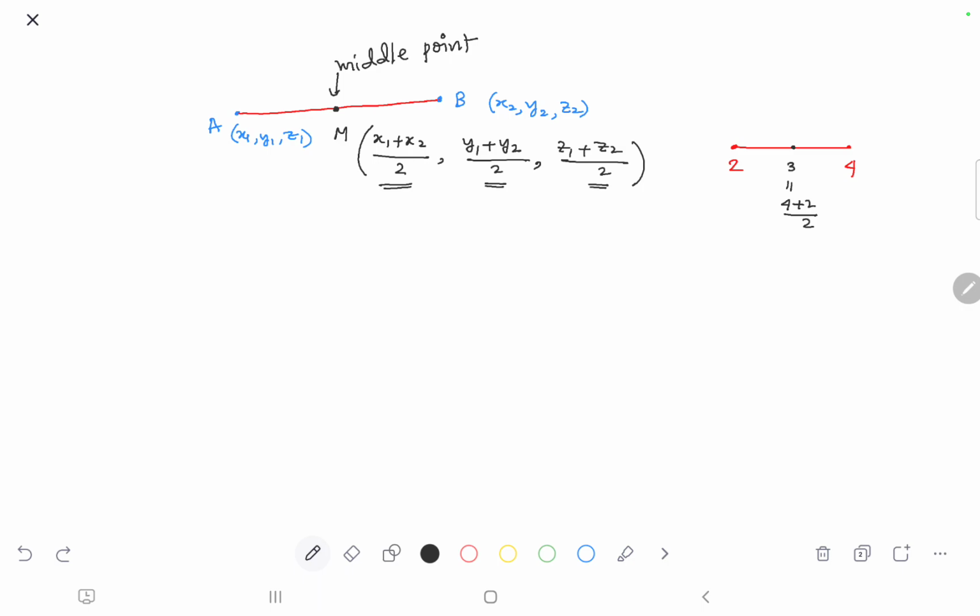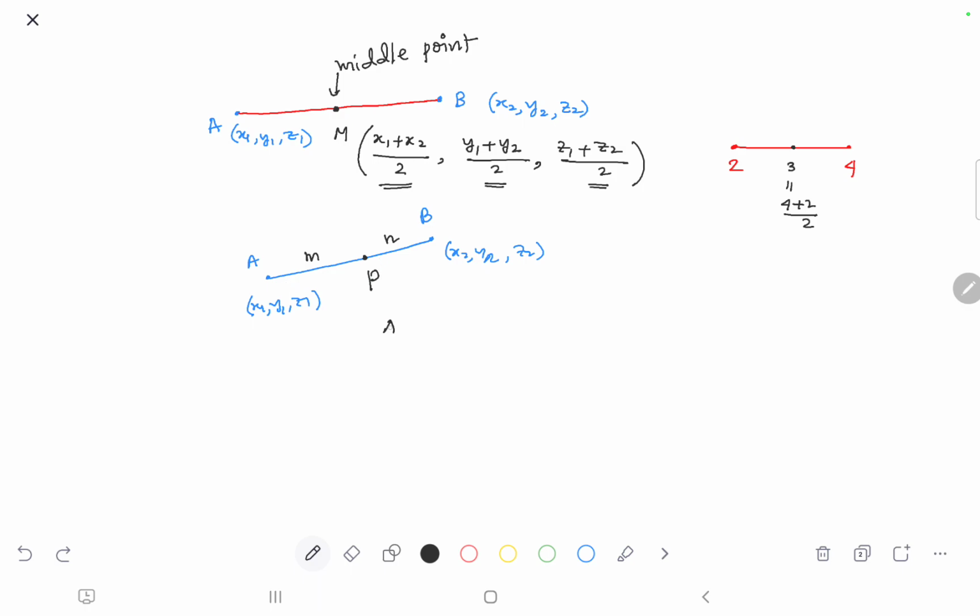If you want, I can tell you a little bit more, extra, for this contest. A is this point and B is this point. Let's say this point has coordinates x1, y1, z1, and this point has coordinates x2, y2, z2. Instead of taking the middle point, we take a point P here that divides the segment in the ratio M to N. Then what will be the coordinate of P?